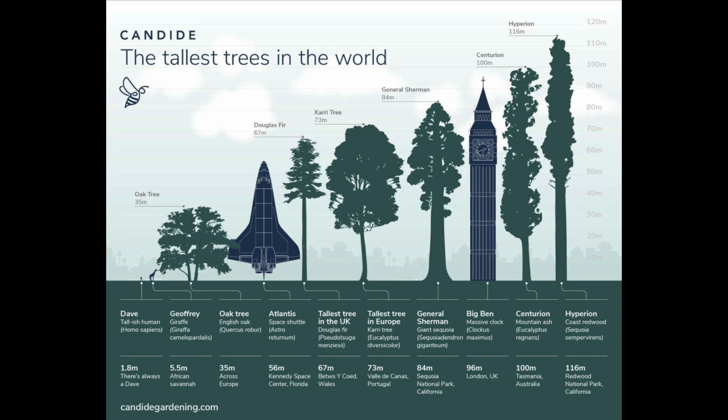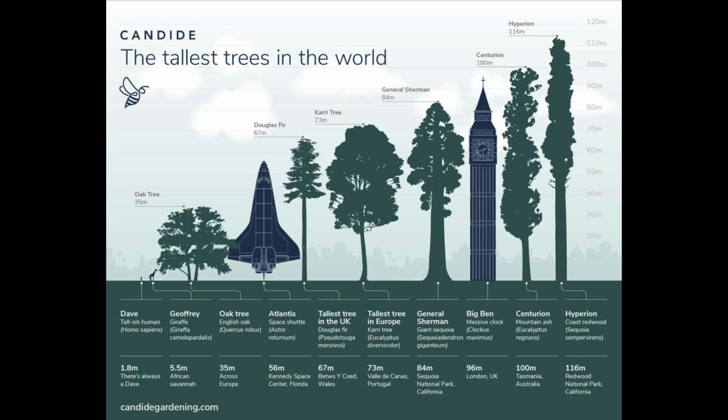Now, there's a lot of, I don't know, conflict, whatever you want to call it. Like, how do you measure? Is it height? Is it volume of the trunk, etc.? So, they're big trees. They're tall trees. Let's just leave it at that. We don't have to stack them up in precise order. But this is kind of a nice variety, and I like how they have Big Ben and the space shuttle in there for height.